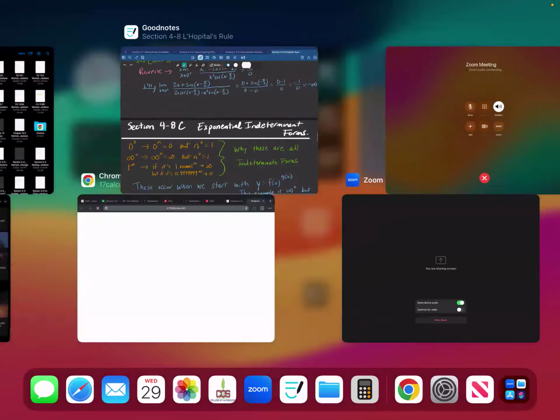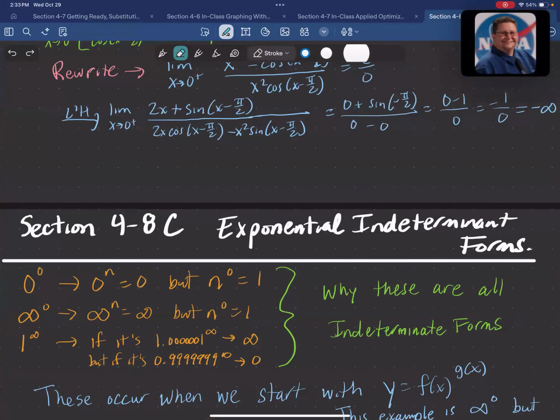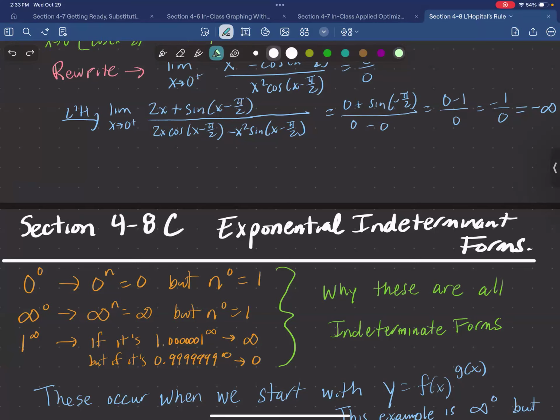Check this out. We're going to do the other indeterminate forms. This is when we had an exponential form. So 0 to the 0, why are these indeterminate? Because 0 to the 0, it looks like 0. Infinity to 0, these all have a reason.